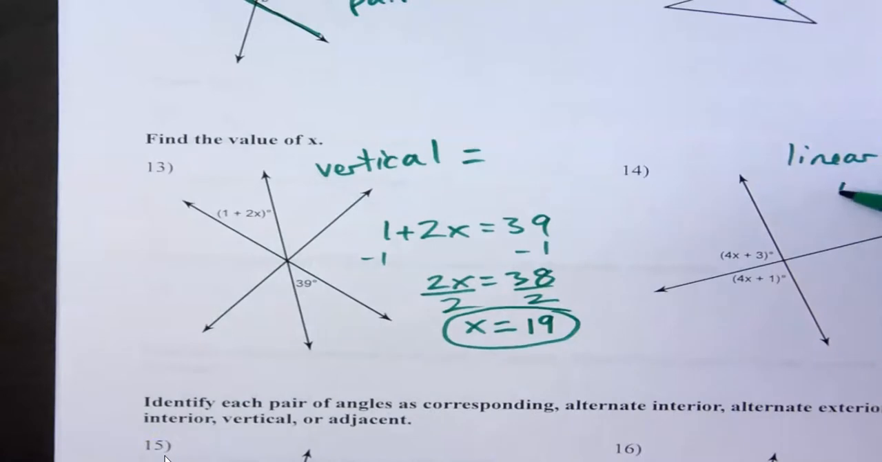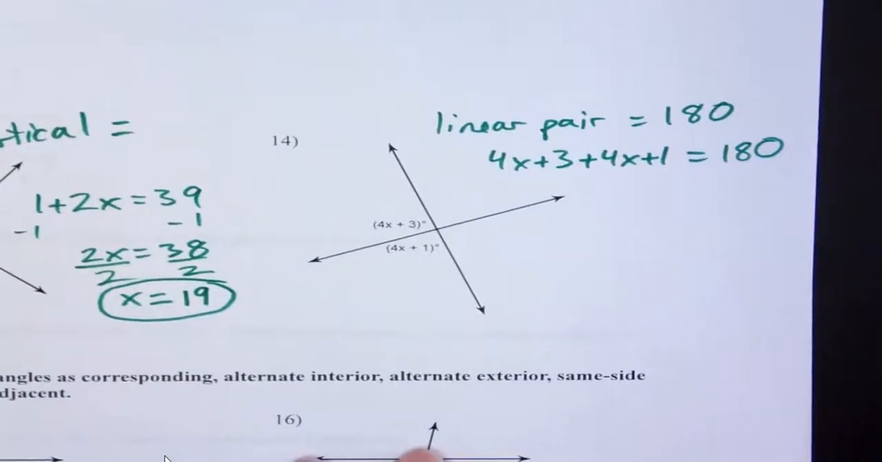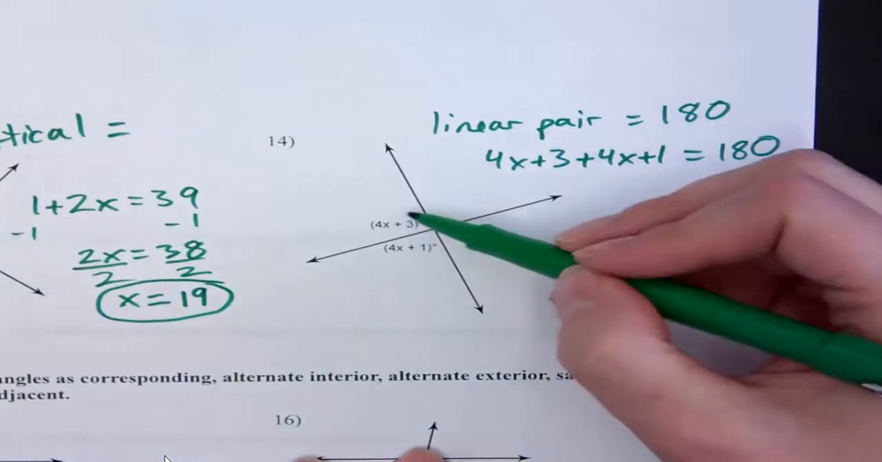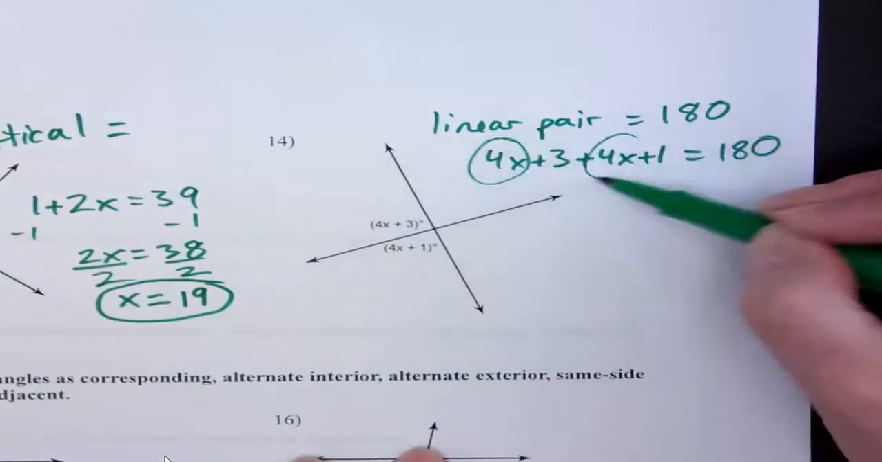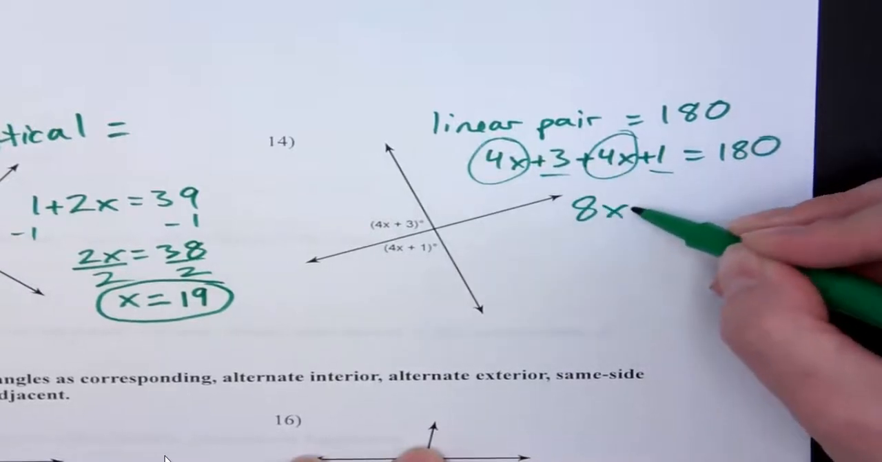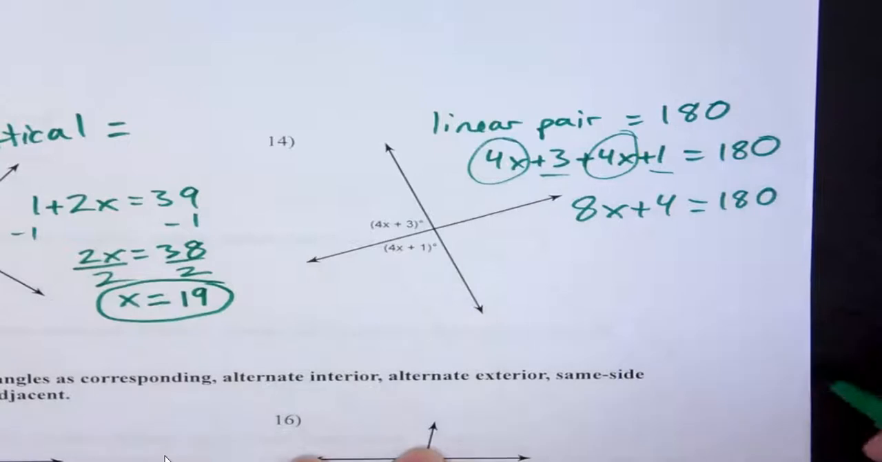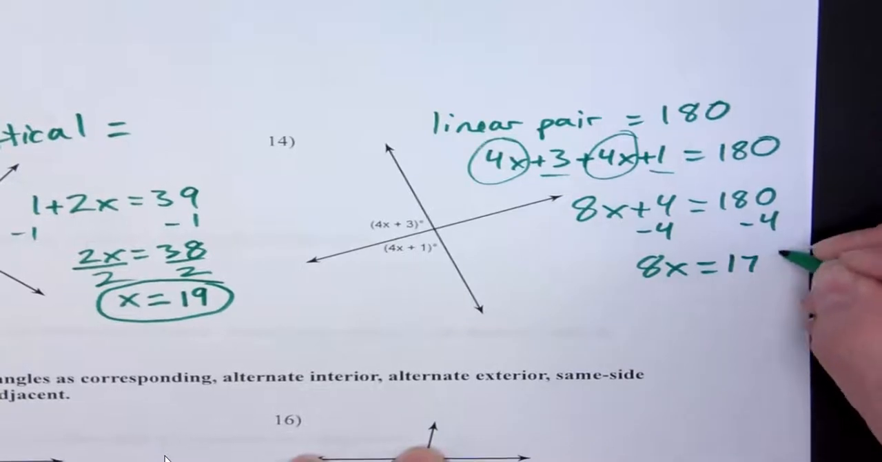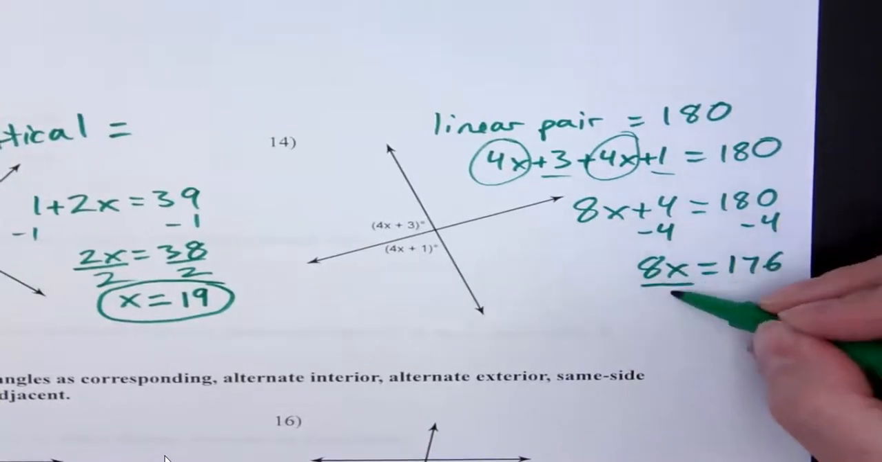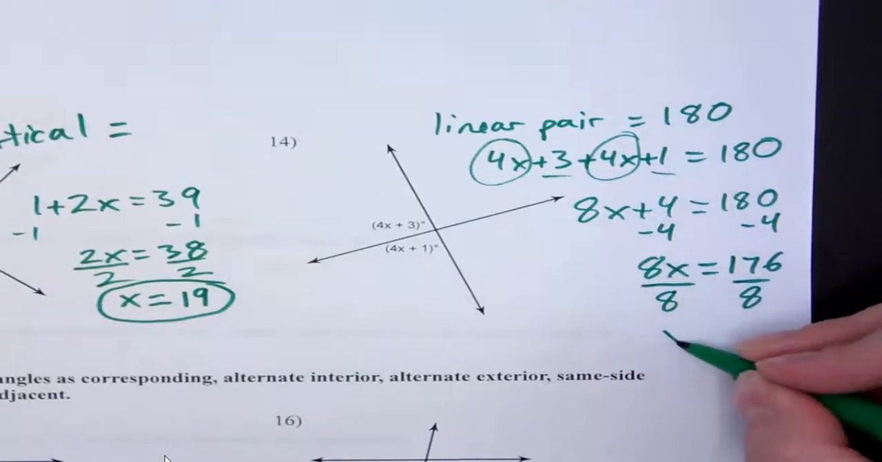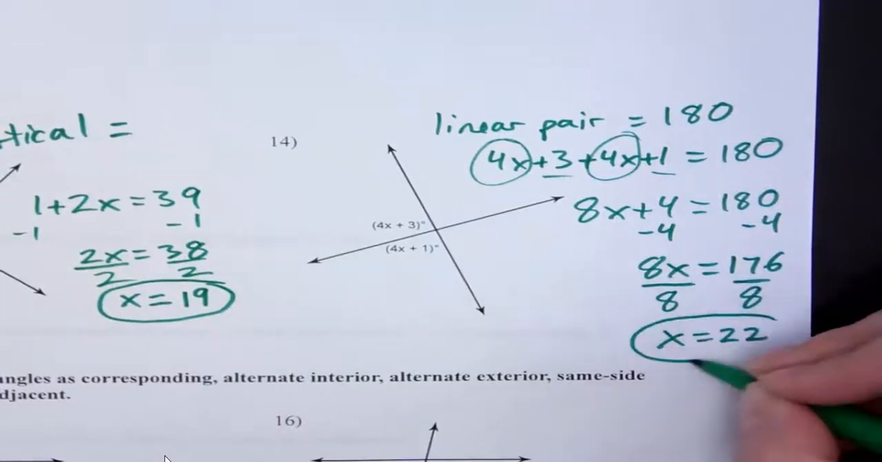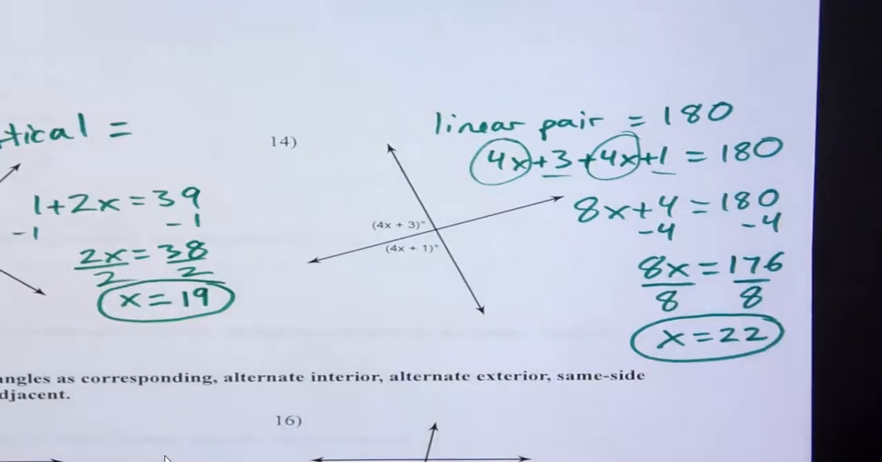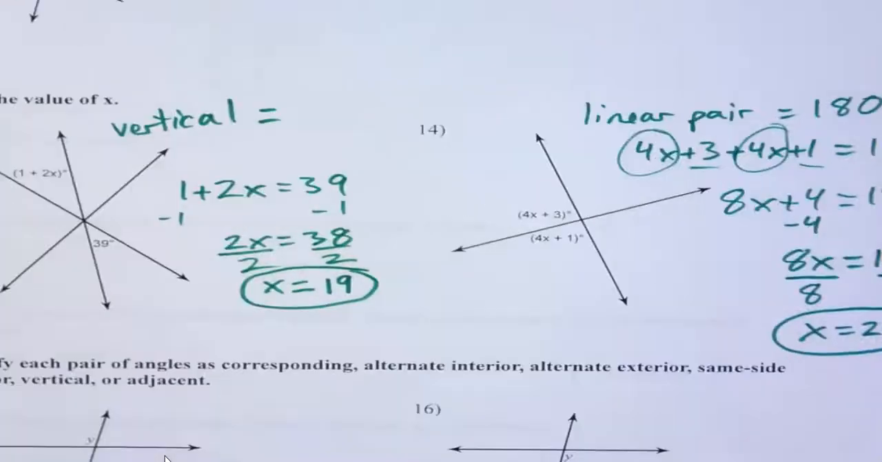So linear pair is 4x plus 3 plus 4x plus 1 equals 180. And so I combine my like terms to get 8x plus 4 equals 180. Subtract 4 to get 8x equals 176. Divide by 8 to get x equals 22. So just remember the 180, vertical angles equal each other.